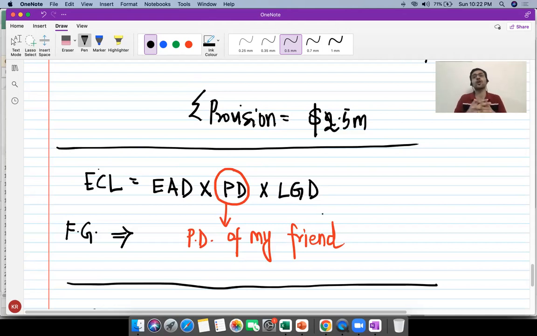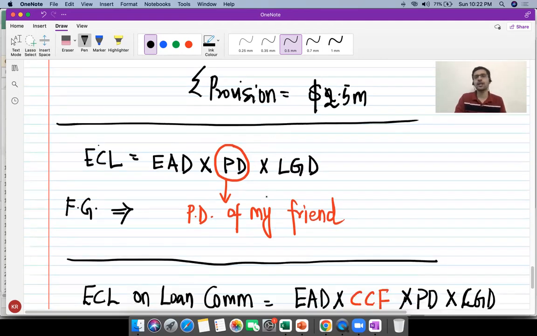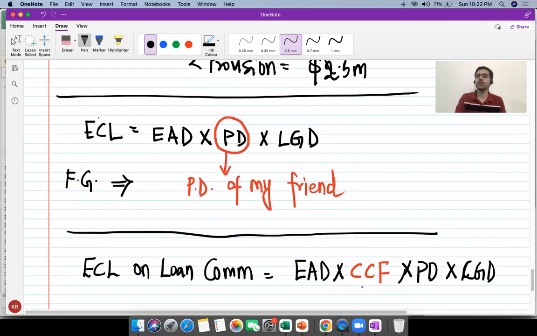The second part is on off-balance sheet loan commitments. How do I calculate ECL on off-balance sheet loan commitments? The formula broadly remains the same. There is one new term that gets introduced, which is credit conversion factor. We had EAD, PD, and LGD. Sorry, although this does not look like L, it is actually L. We had the same three inputs earlier as well, EAD, PD, and LGD. The new input that we're having over here is credit conversion factor.